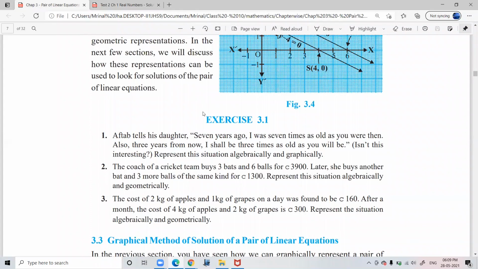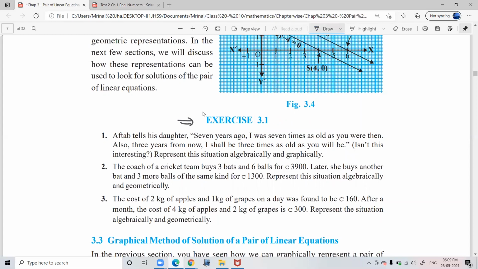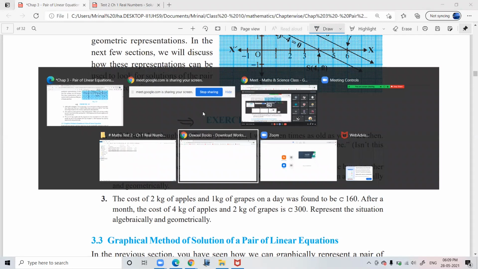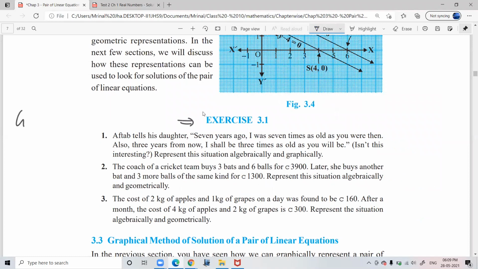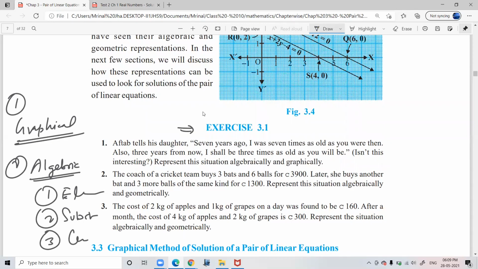There are some word problems in the first exercise which we have not talked about, so we'll talk about these questions. And also remember what I have taught you so far. I have taught you the graphical method of solving. Then in the algebraic methods, I taught you elimination and substitution. The third method, cross multiplication, I have not taught you as of now.